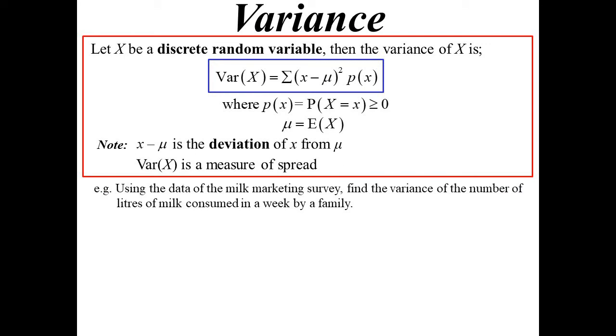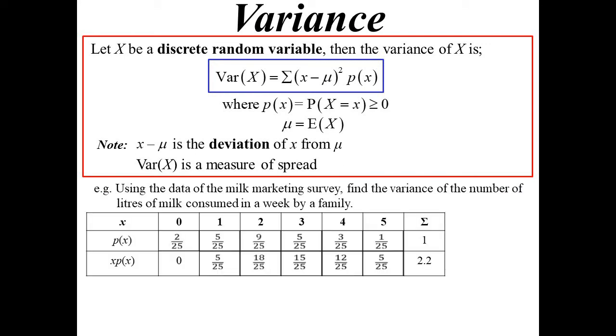Let's go back to our milk survey. So same survey, and that's where we got to yesterday. So we had x, p(x), and then we created a new column, x p(x), and we found that the expected value, or the average, ended up being the sum of x p(x). So that's pretty much where our table's up to at this stage.